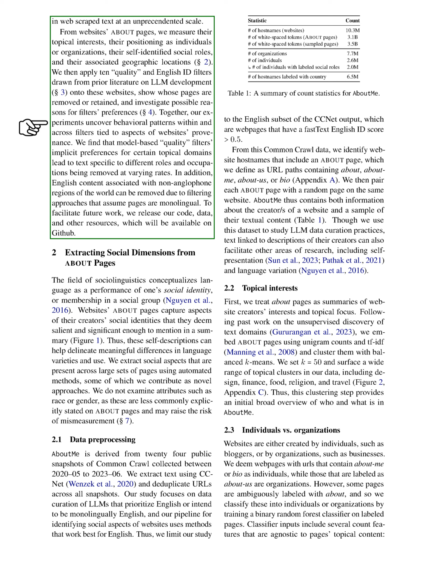We apply 10 quality and English ID filters from previous literature on LLM development to these websites. We then examine which pages are removed or retained and investigate possible reasons for the filter's preferences. Our experiments reveal patterns in the filter's behavior related to aspects of the website's origins. We found that filters that use models to determine quality have implicit preferences for certain topics. This leads to text related to different roles and occupations being removed at different rates.